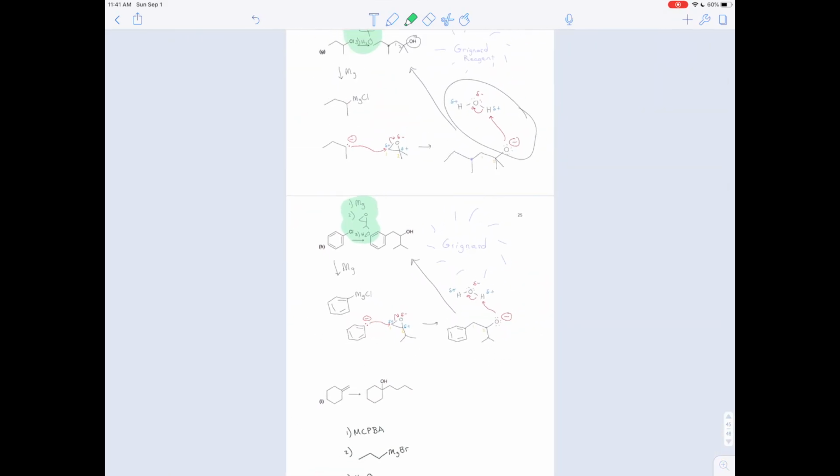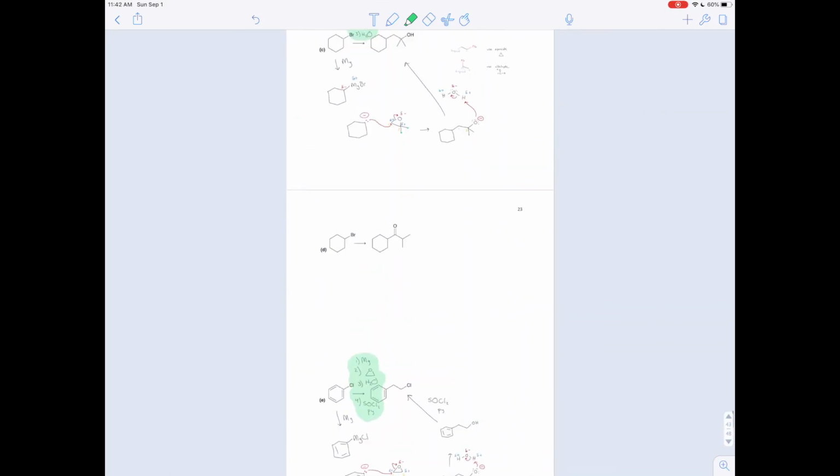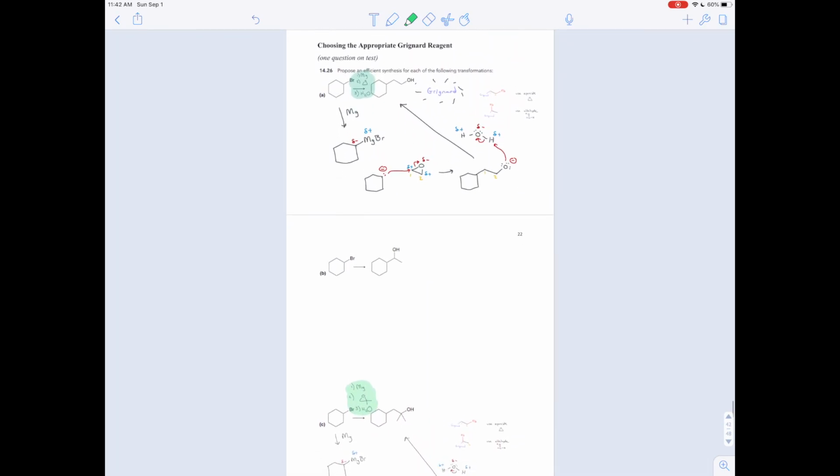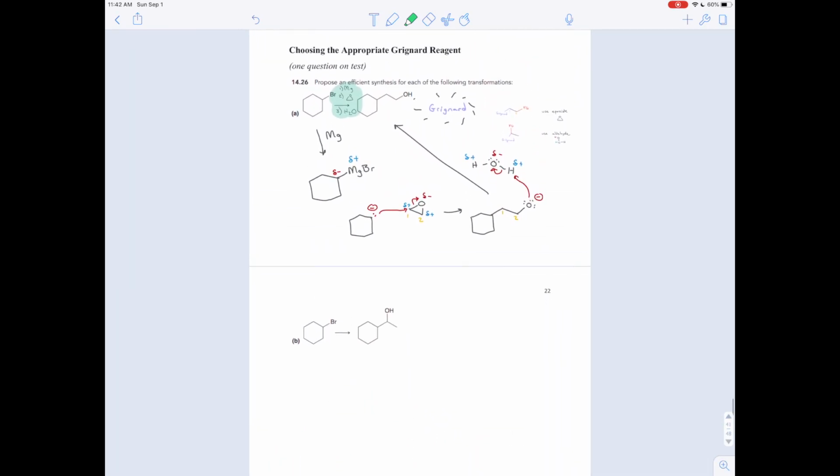Okay, so we skipped over several problems and we didn't get to one of them, so I'm going to make another video to go over those. But so far, you could see that you can use these Grignard reagents to make new carbon-to-carbon bonds, and if the functional group at the end of those bonds is 2 carbons away, you can use an epoxide.